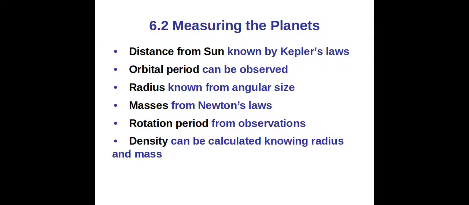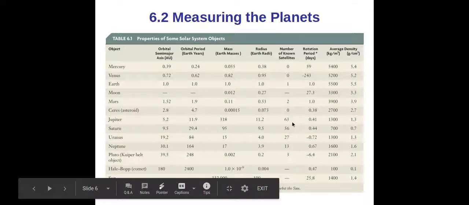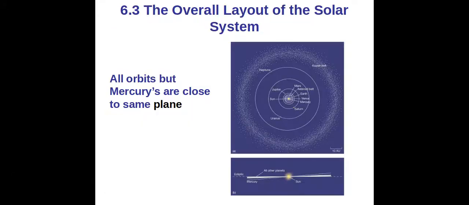So when we measure the planets, we look at things like the distance from the sun, the orbital period, the radius, masses, rotational period, density, and all this stuff we can get from a wide number of sources. And here's just information on each one. Obviously, you don't need to memorize all of this stuff. And here's the overall layout of the solar system. One view from the top, as if you were looking straight down on it, and one view from the side.